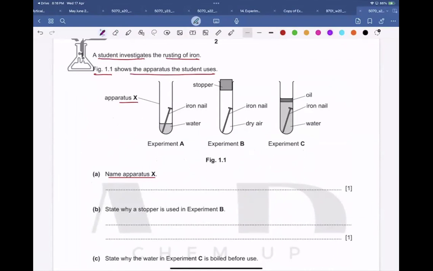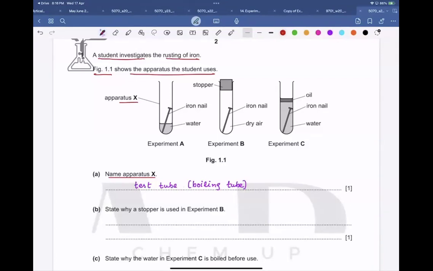What is apparatus X? I hope everyone knows. Good answer. It's a test tube. Remember, sometimes you will find that instead of test tube, they have written a boiling tube. The difference between the test tube and the boiling tube is only that the boiling tube has a bigger diameter as compared to the test tube, and it is usually used when we have to heat some substance. So for heating of a substance, we usually use a boiling tube as well. So either can be considered.